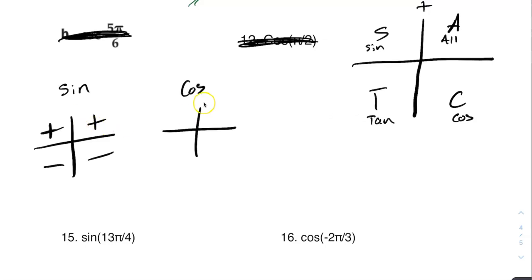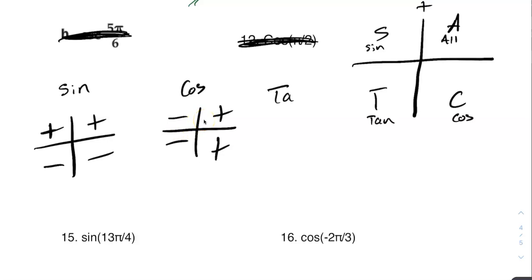Right? Where's cosine positive? Well, in quadrant 1, because they're always positive in quadrant 1, and cosine, C stands for cosine, so quadrant 4. Again, if it's positive on these two, it must be negative on these two, which again makes sense because cosine is the x values, and x values are positive on the right and negative on the left.